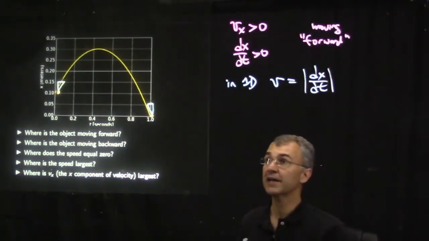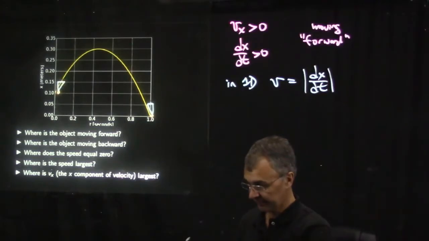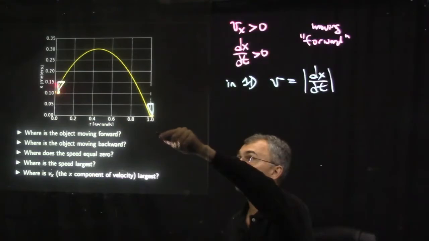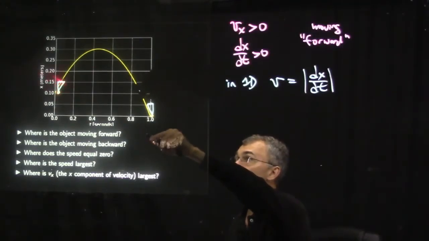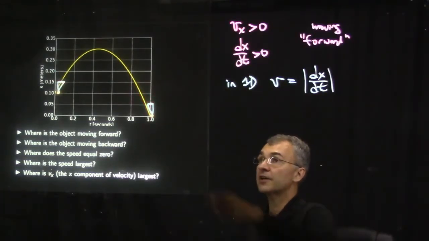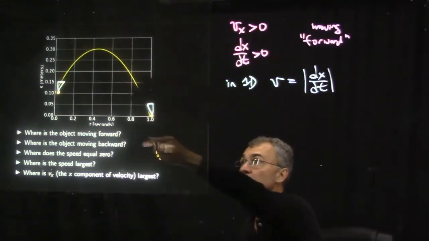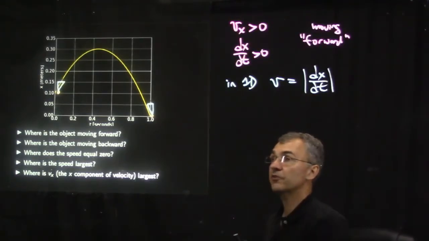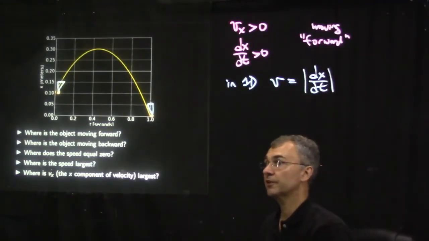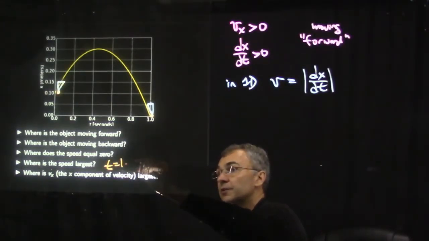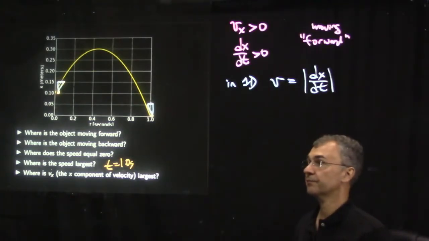One way to do it by eye is to notice that in this case, we have gone 0.05 meters in this much time. In this case, we've gone 0.05 meters the other direction in a smaller time. You see, because this time interval is smaller than this time interval. So I think, therefore, this slope is larger in magnitude. So I would say the speed is largest at t equals 1.0 second.